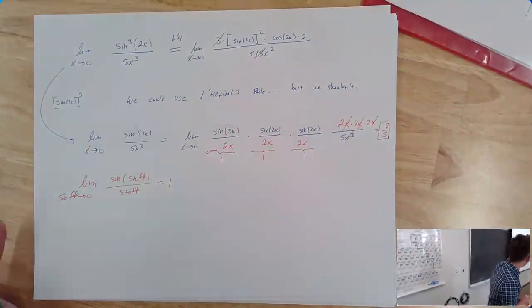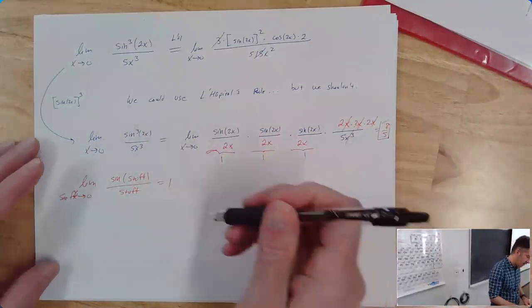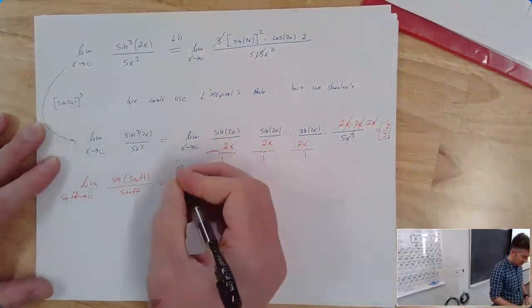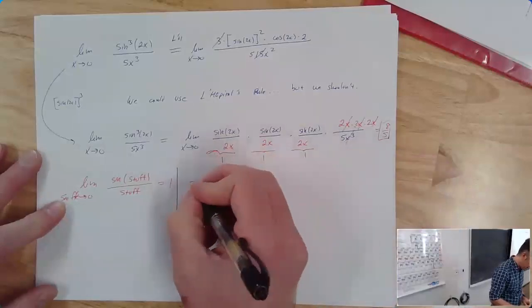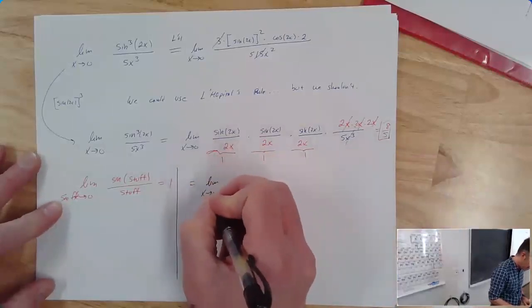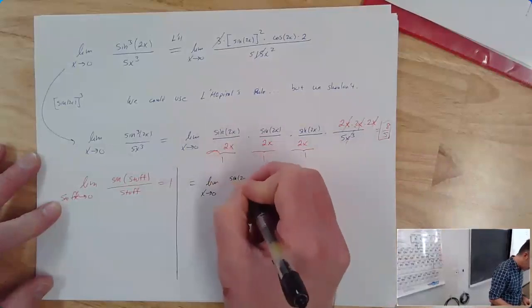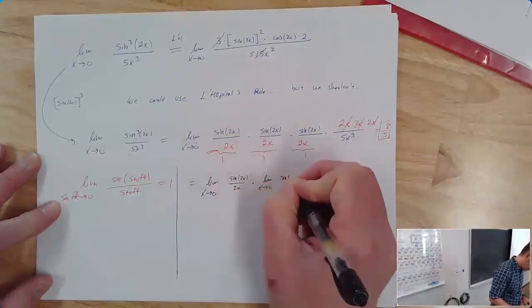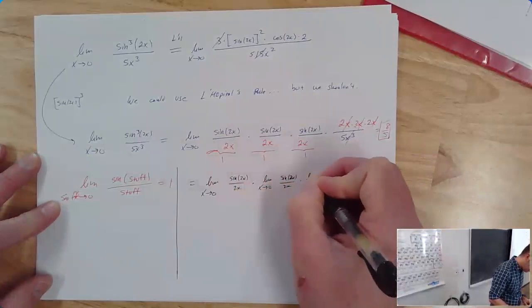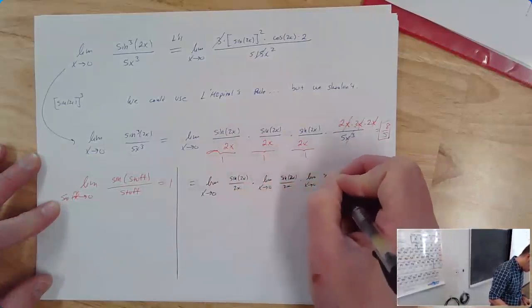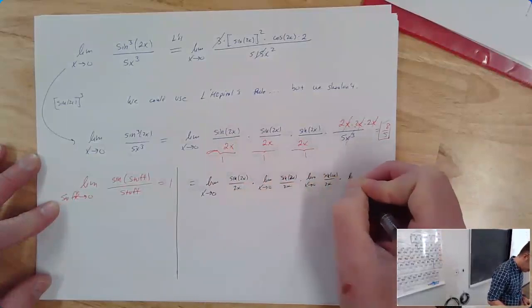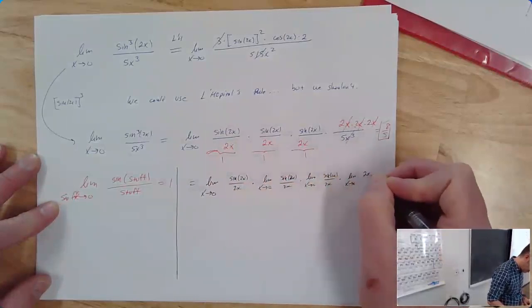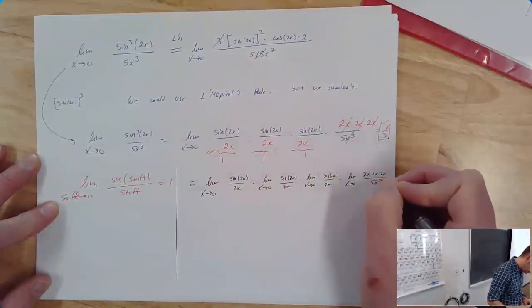Wait, can you say one more time how that cancels? Which part cancels? Like how you got 8/5. Sure. So what I'm really doing here, I'm not showing all the work. What I really should be doing is writing this as a bunch of limits multiplied together. The limit as x goes to 0 of sine of 2x over 2x times the limit as x goes to 0 of sine of 2x over 2x times the limit as x goes to 0 of sine of 2x over 2x times the limit as x goes to 0 of 2x times 2x times 2x over 5x cubed.